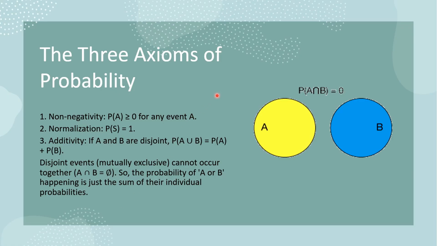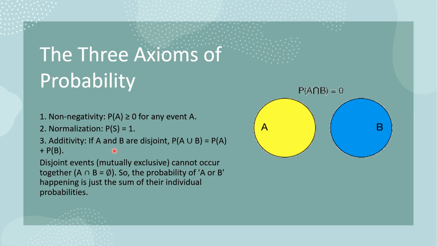So these are the three axioms of probability. One is non-negativity. The probability of an event is always greater than or equal to 0 for any event. It's not a negative number. And the probability of the entire sample space is equal to 1, meaning in the case of a fair die, 1, 2, 3, 4, 5, 6, those are your only possible outcomes. If you take the probability of all of those, it's got to be equal to 1.